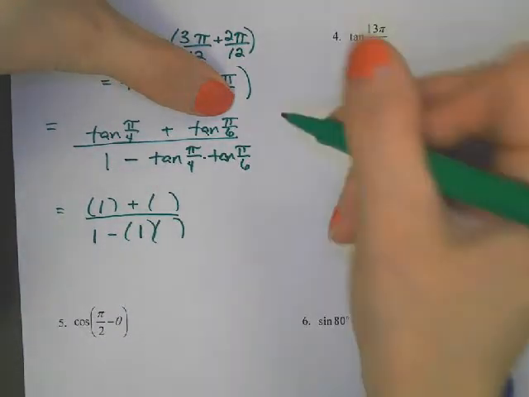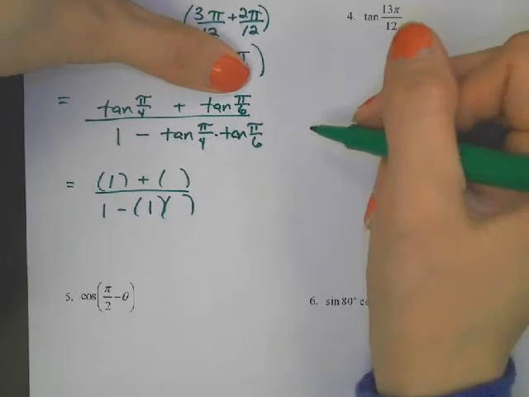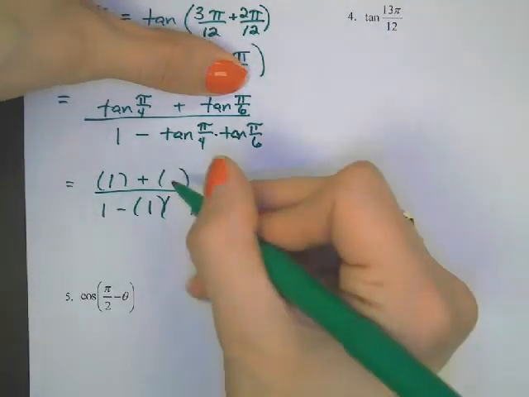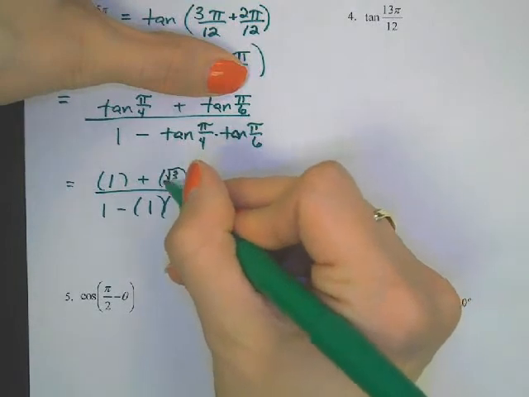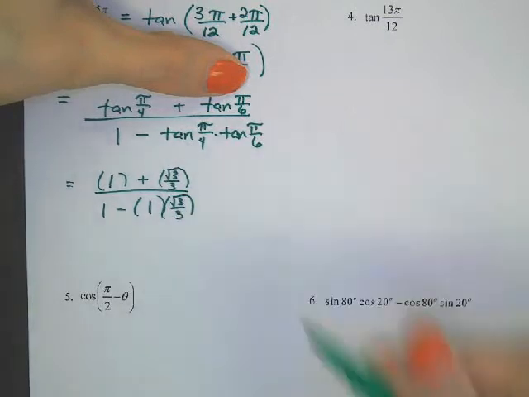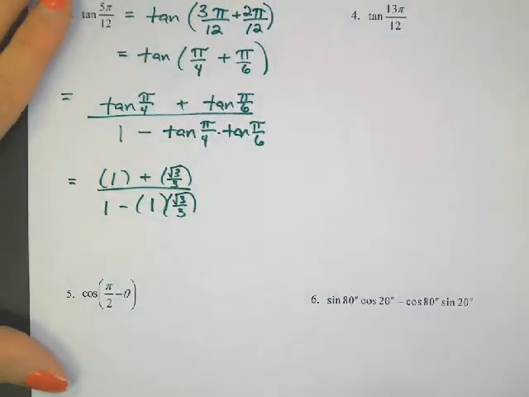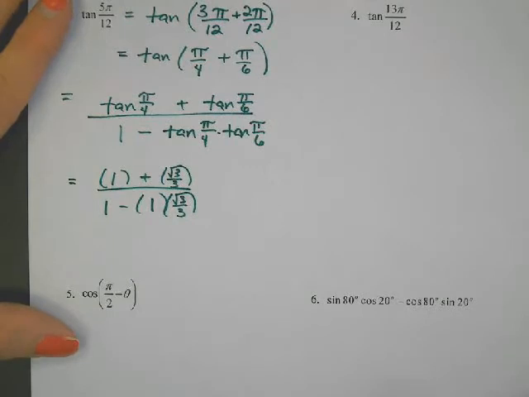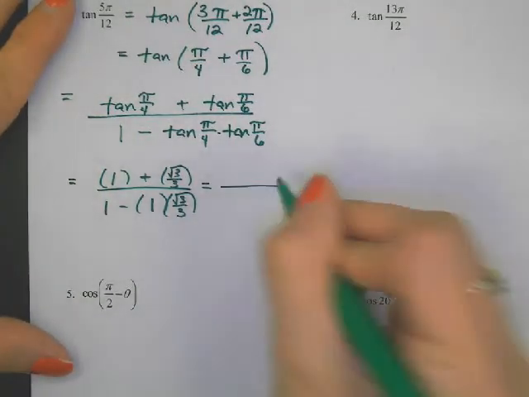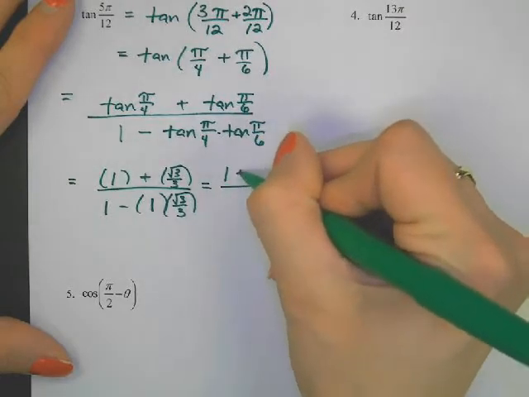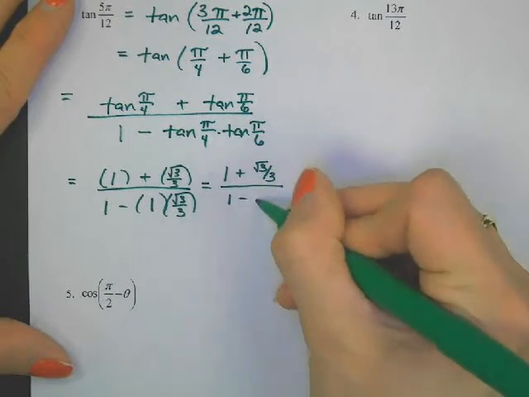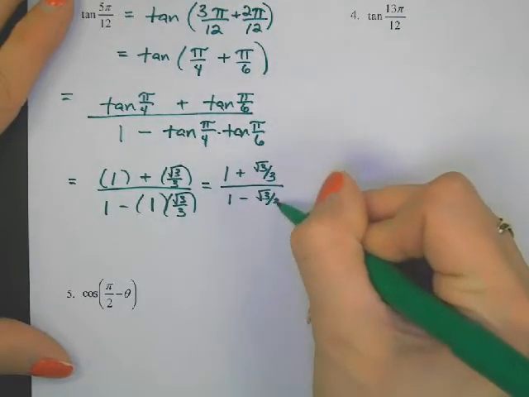Now pi over 6. Pi over 6 tangent is sine over cosine. So what is the tangent? Let's go ahead and rationalize and say radical 3 over 3. Radical 3 over 3. Okay. Now what we're going to go ahead and do is simplify this up a little bit. 1 plus radical 3 over 3, 1 minus radical 3 over 3.